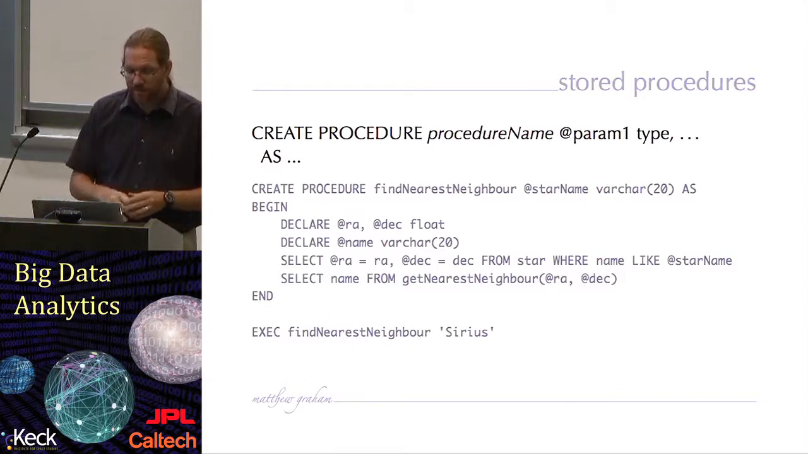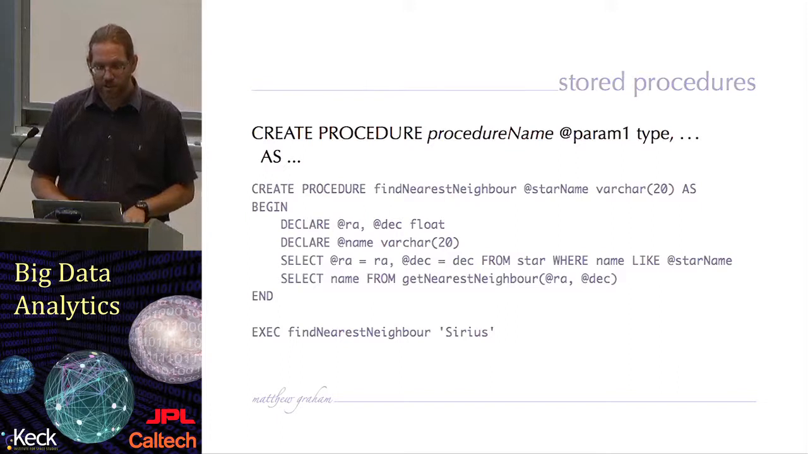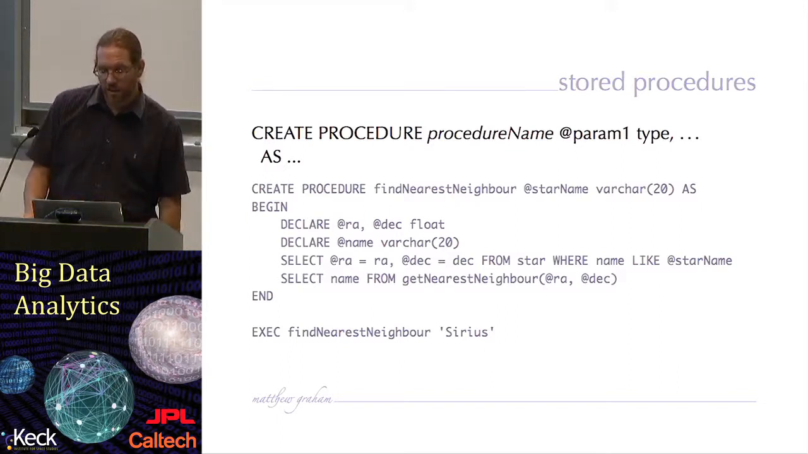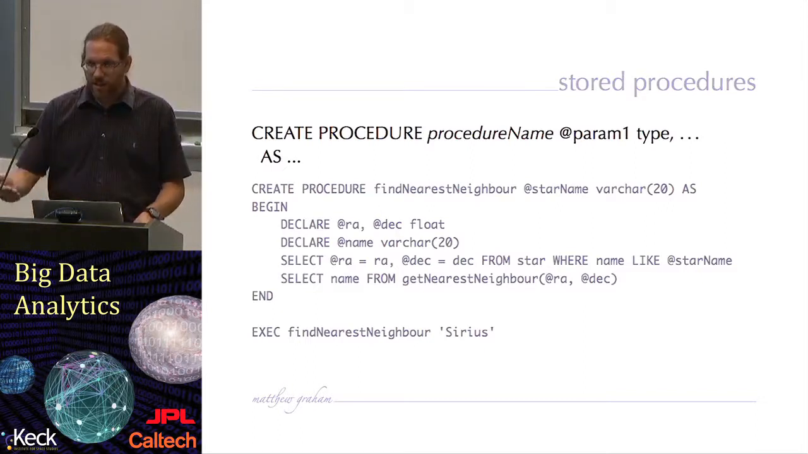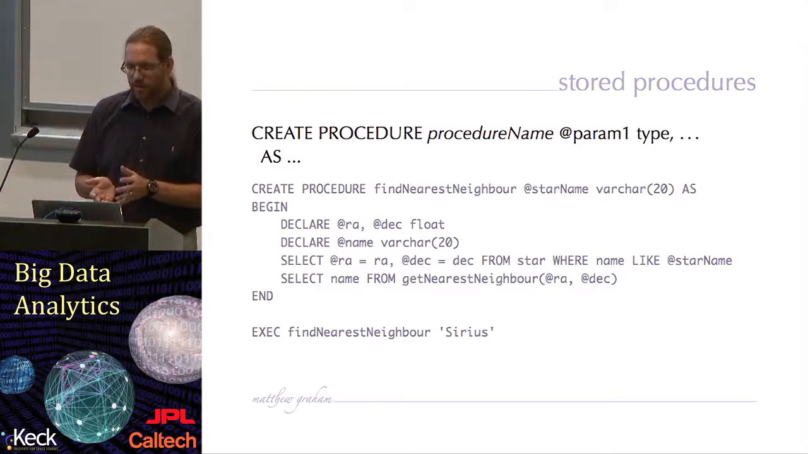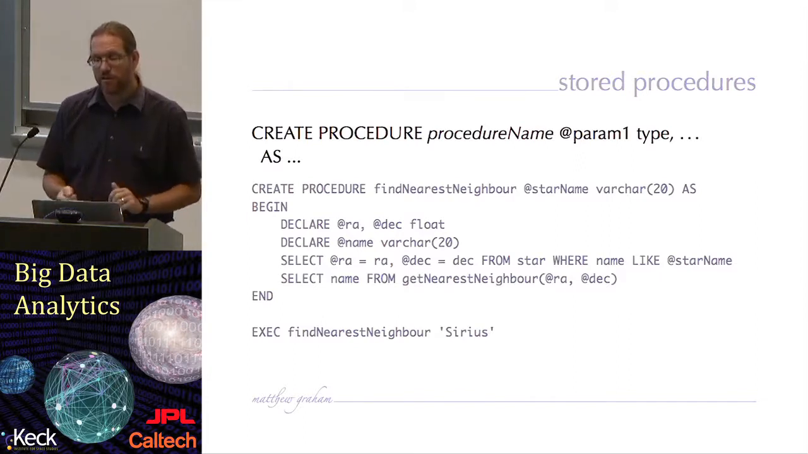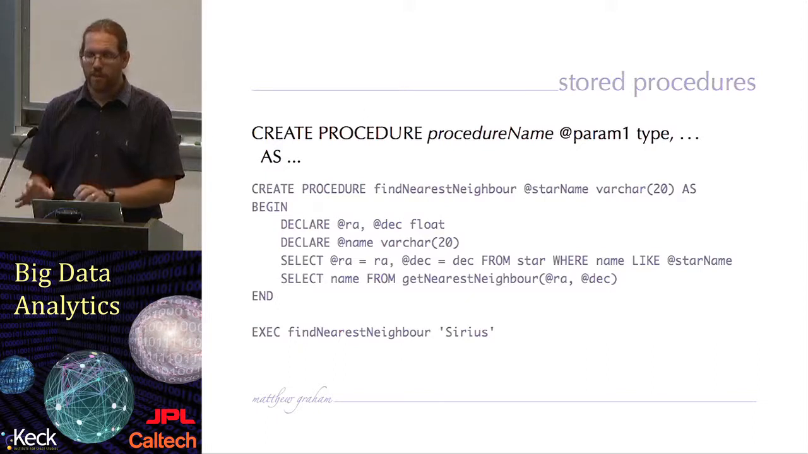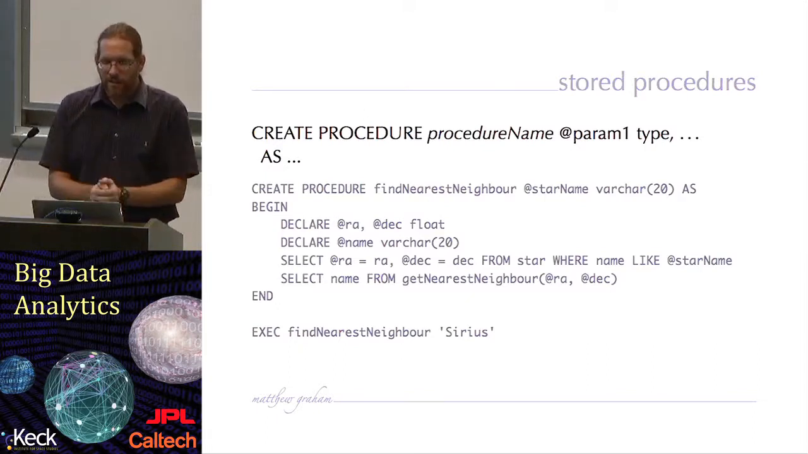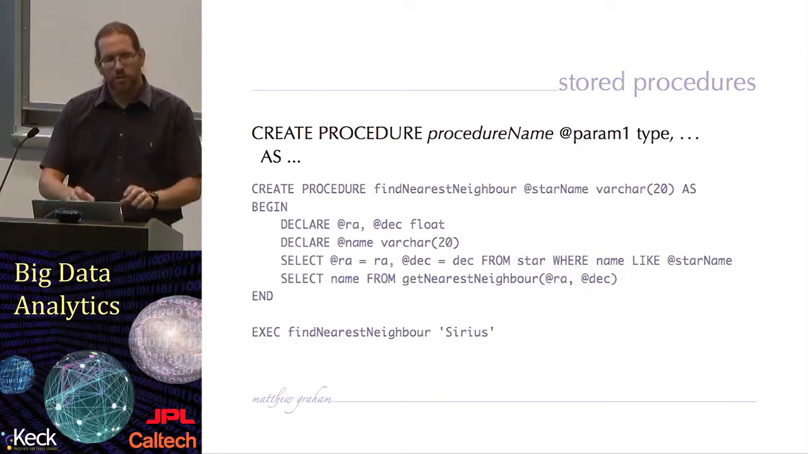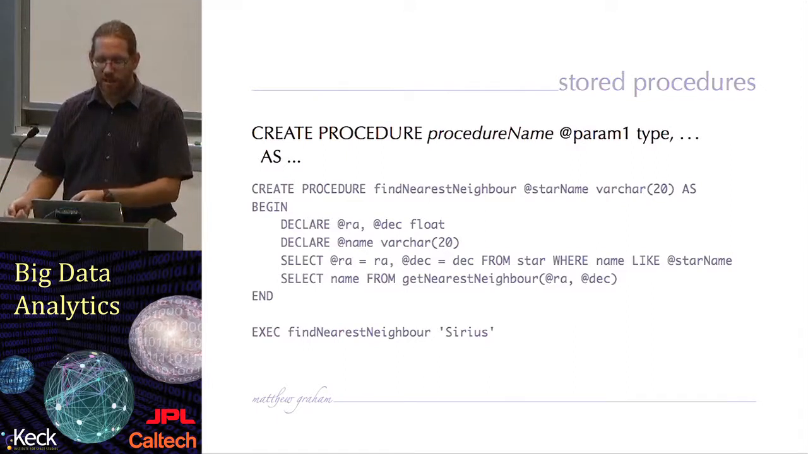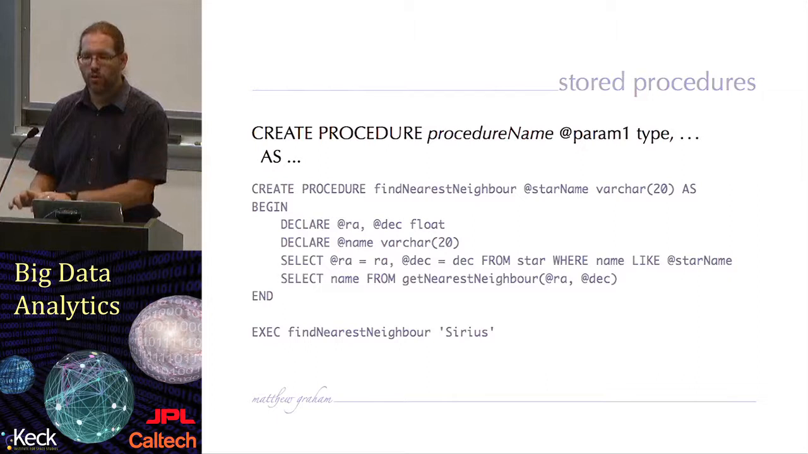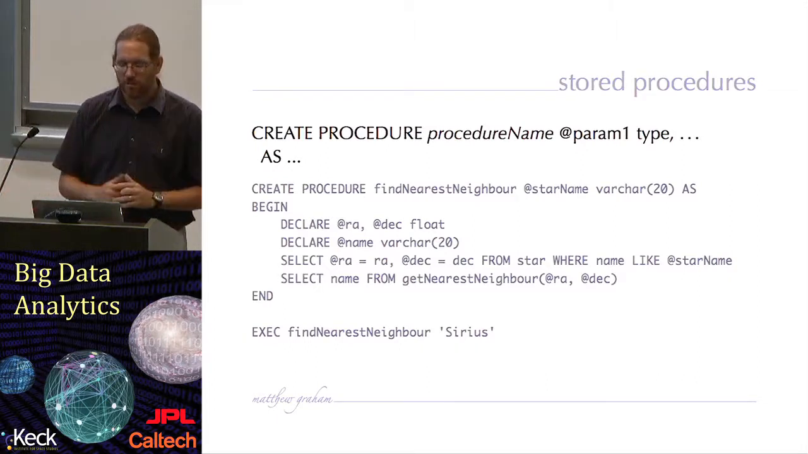In this particular case, the example given here, I'm creating a procedure called find nearest neighbor to a star, where I'm going to just take that as the name. I'm assuming that there is already an existing function in my database, an existing procedure, which will give me the nearest neighbor given a position on the sky. In writing this procedure, the idea is that the procedure will do a lookup to get the position of the star name I've given and then pass the position information to the existing procedure and return the result of that.